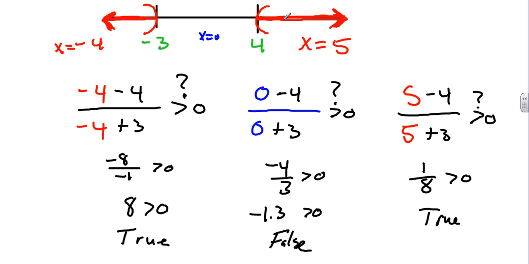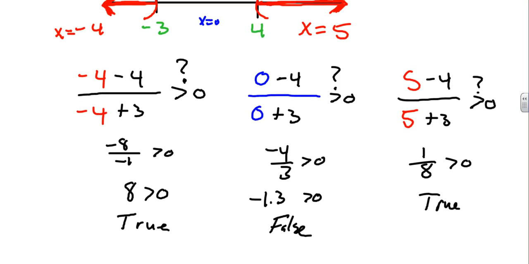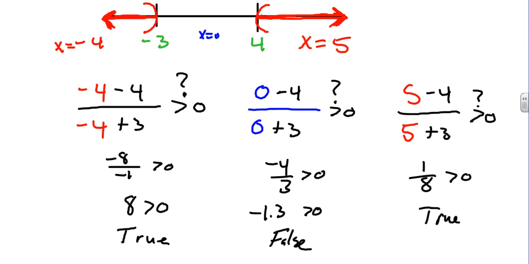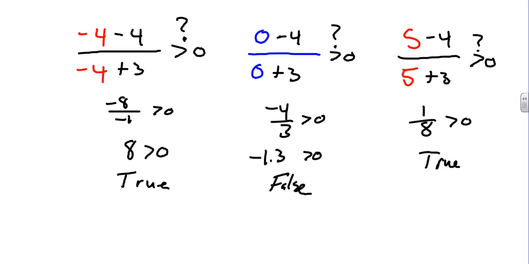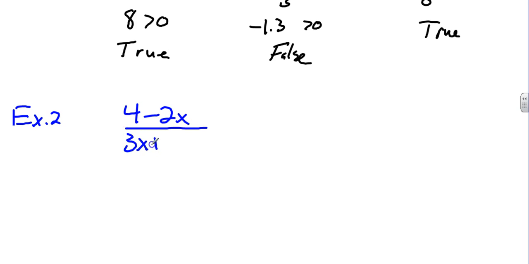All right, let me give you one more of those. Everybody good? Everybody still copying? Because this is the one that's got one little trick to it. So we'll go 4 minus 2x over 3x plus 4, and that's going to be less than or equal to 0.